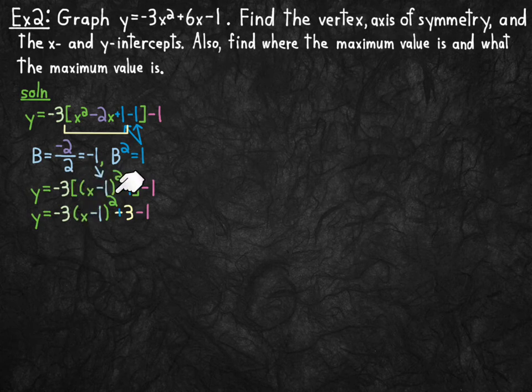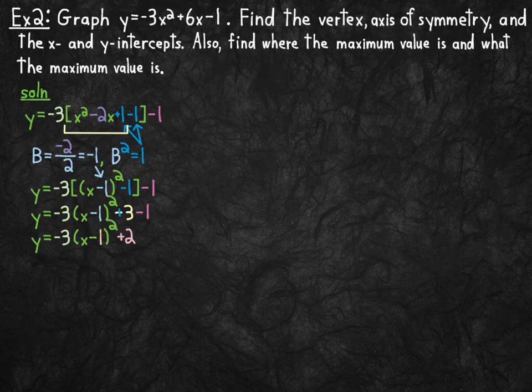So that's negative 3 times this first term on the inside of the brackets. And then I need negative 3 times the second term on the inside of the brackets. So it's negative 3 times negative 1 is positive 3. And then I just brought this minus 1 down. So now I don't have these brackets, so now I can combine this 3 with this minus 1. So 3 minus 1 is 2.